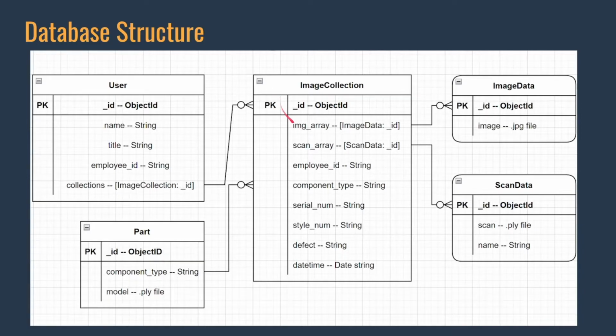So they start with the image array and scan array, which has the individual images and scans that the user captures. The images are stored in JPEG format to maintain the EXIF metadata in case the user wants to access it. And then this collection also has a variety of other useful information fields that the user may want to access about the individual scanning session.